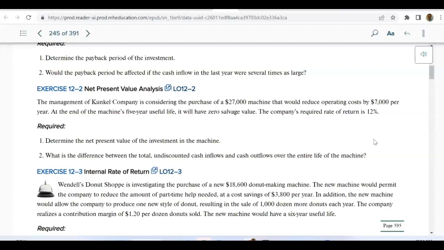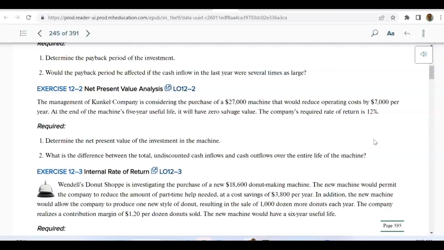WACC. You can Google that, and if you like to get a better idea of what WACC is and how to calculate that, you learn that in a finance course. But anyway, this is 12% given to you. So your company has to use this 12% to calculate its present value investment analysis.